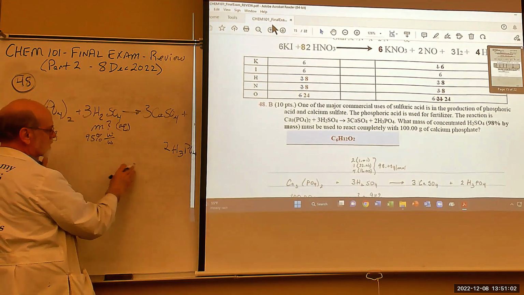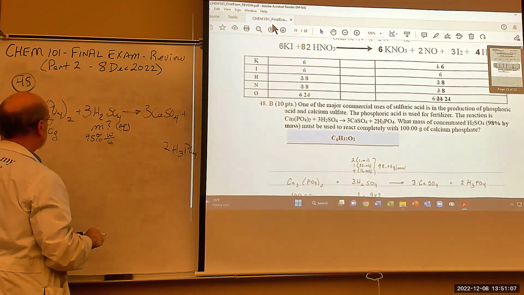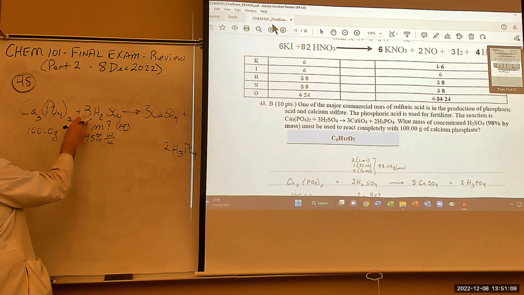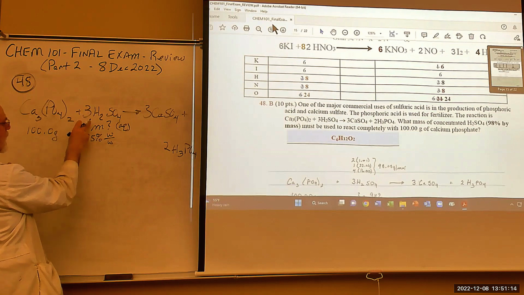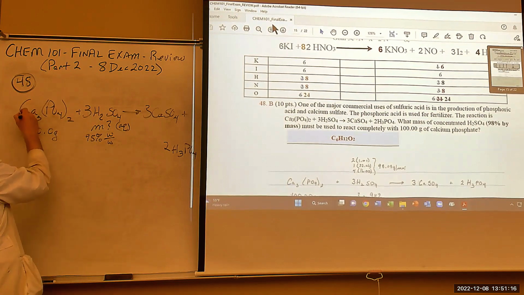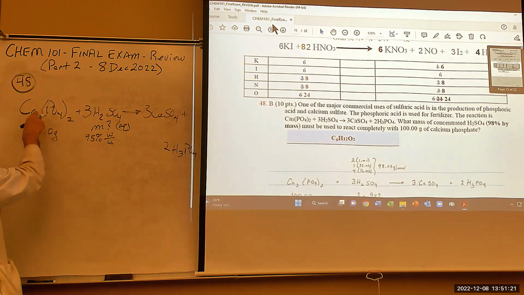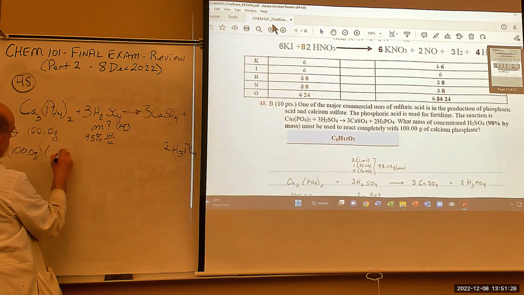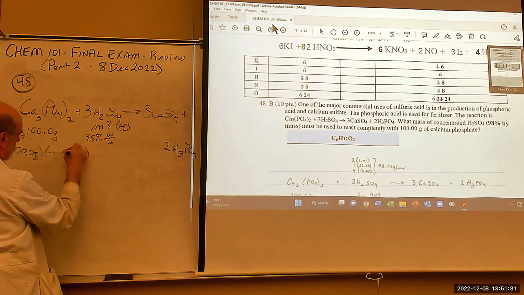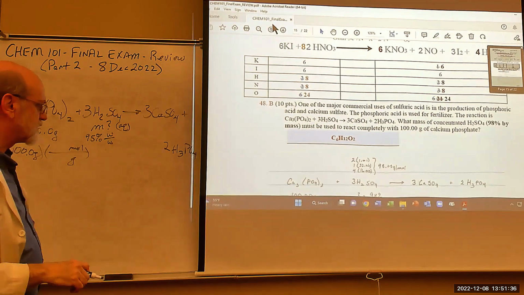So, since we've got the balanced equation, we can basically ignore that side of the equation. We're interested in this side. And the ratio is 3 formula units of sulfuric acid per 1 unit of calcium phosphate. So let's find out how many units of calcium phosphate there are. 100 grams, and we need the molar mass of calcium phosphate. Right? So we have to add up calcium phosphate. Let's see.